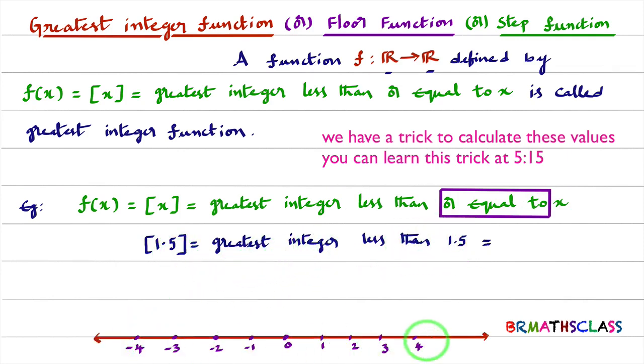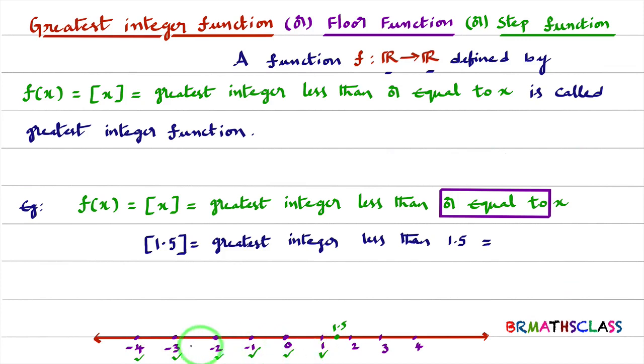You observe here, I just considered a number line. You identify where 1.5 is in this number line. You can see this is 1.5, correct? You observe the integers less than 1.5. Look at this part only. You see, these are integers less than 1.5. All these are integers which are less than 1.5.